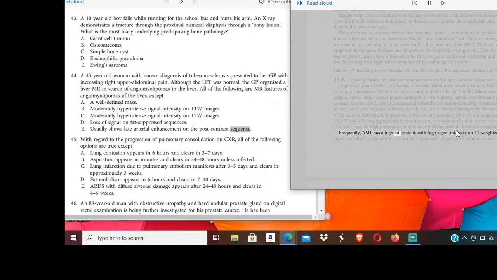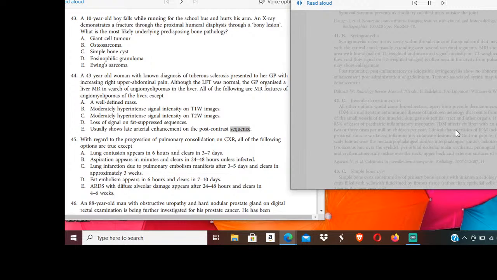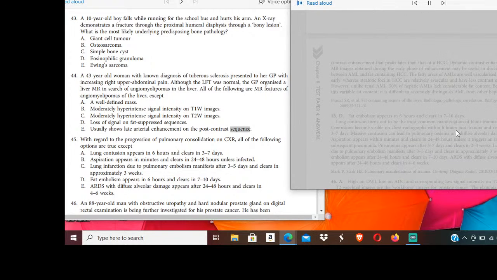Frequently, AML has a high fat content, with high signal intensity on T1 weighted images and a significant drop in signal intensity on fat-suppressed images. AML demonstrates early intense contrast enhancement that peaks later than that of HCC.